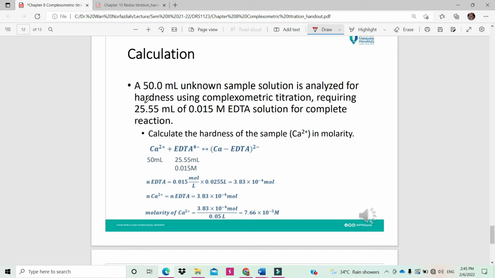That will cause the hardness of the water. Ataupun kadang-kadang kita boleh nampak, kalau you biarkan air tu lama-lama dalam cawan, you boleh nampak white precipitation. That one is calcium carbonate. Okay, and it causes the water hardness, kalau kena rambut you keras.